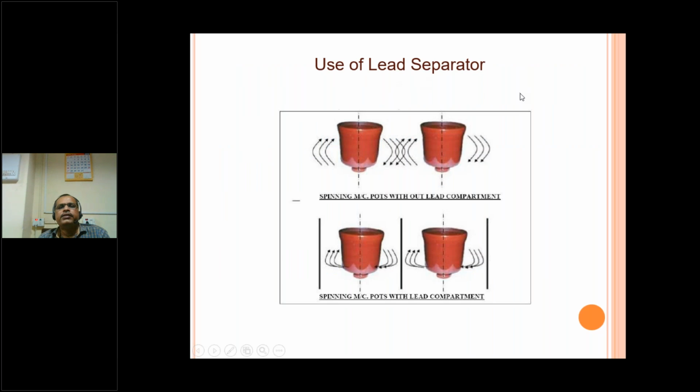So here, the lid separator. What is the lid? If it is open, one part is here, another part is here, and there is a cross flow of the airflow. So turbulence is there. And if we use a separator, then there is a separation between the airflows, which reduces the energy consumption.